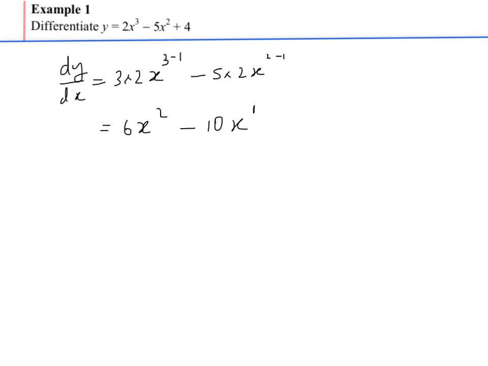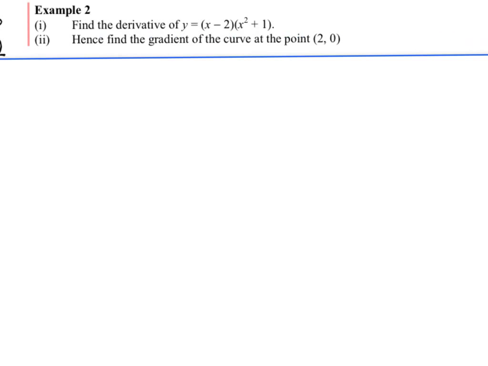Right, let's move on to another example. Okay, so let's look at this example here. They want us to find the derivative of y, and then find the gradient. So let's do the first part first, and then we'll come on to the second part. Now, to find the derivative of this, what we'll need to do is expand this term out.